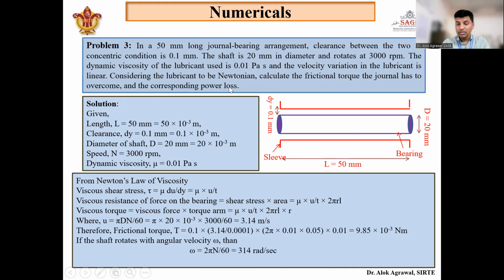Now we have frictional torque, what has been asked. Now we have to calculate the corresponding power loss. So power loss is T into omega. Omega is angular velocity, so first we have to calculate angular velocity, that is 2 pi n by 60. This is the formula that you have already seen in your previous semester. So this omega is 314 radian per second, and when we put it in power loss P equal to T omega, we get 3.09 watt as our power loss. So this is a very important numerical. You have to practice it multiple times to get acquainted with this.